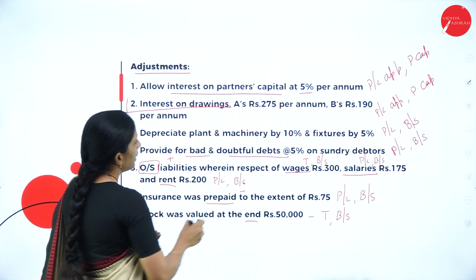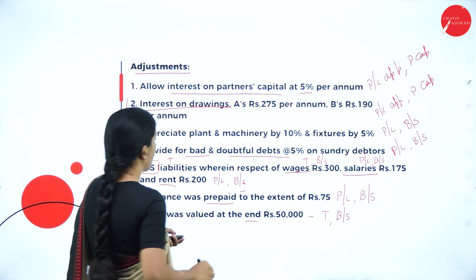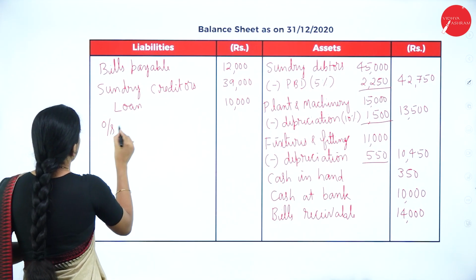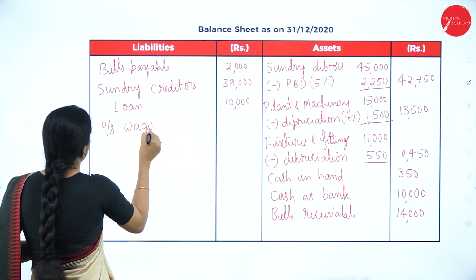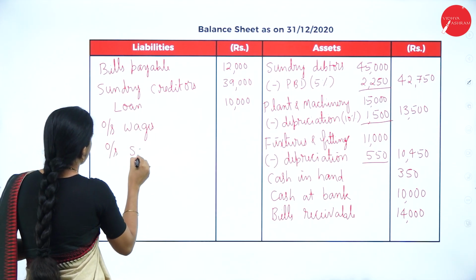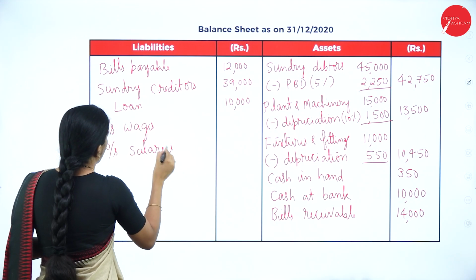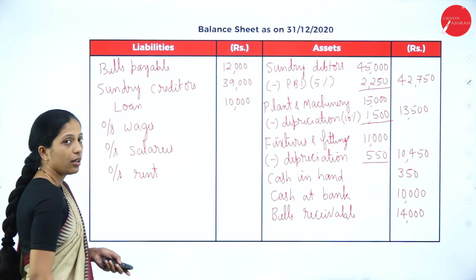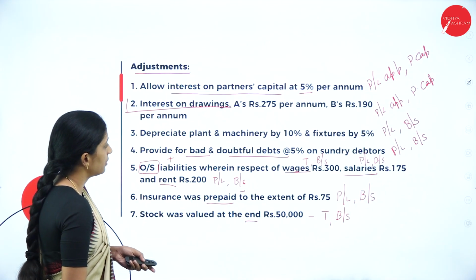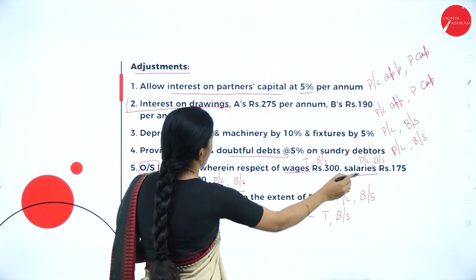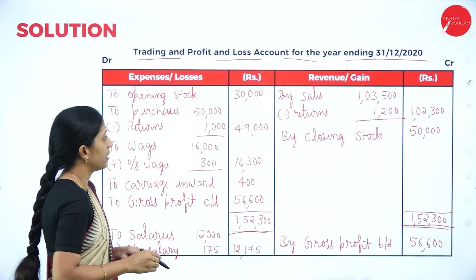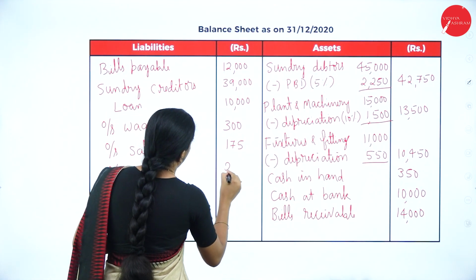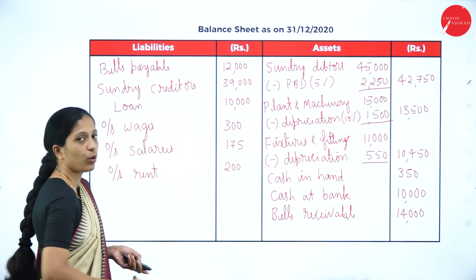Outstanding items are liabilities. So you have to take outstanding wages, outstanding salaries, and outstanding rent. Now, let us see the amounts. Outstanding wages 300, 175 and 200. So these are all what? Liabilities.